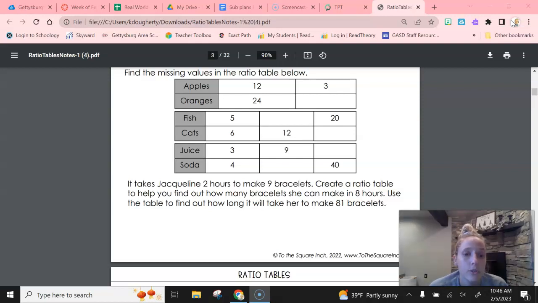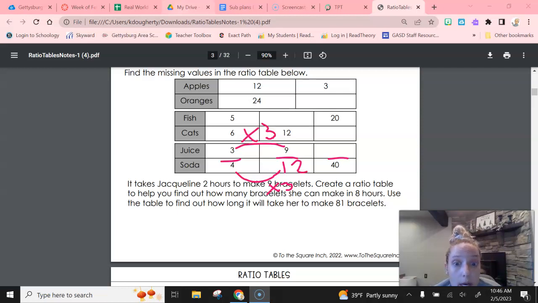Okay, last table says juice and soda, 3 juices to 4 sodas. It looks like we are getting bigger, so let me get my tool out here. We're going from 3 to 9, which means we're multiplying because we're getting bigger. 3 times what gives you 9? 3 times 3 gives you 9. Remember, these are just fractions. So now we need to take the bottom times 3. And what's 4 times 3? We should get 12.